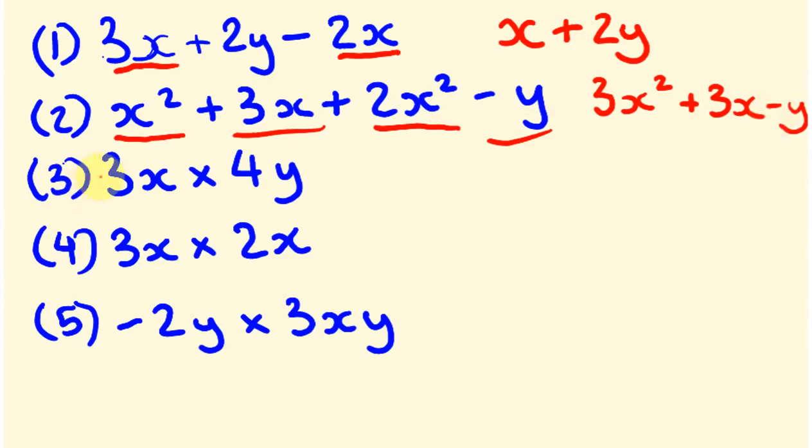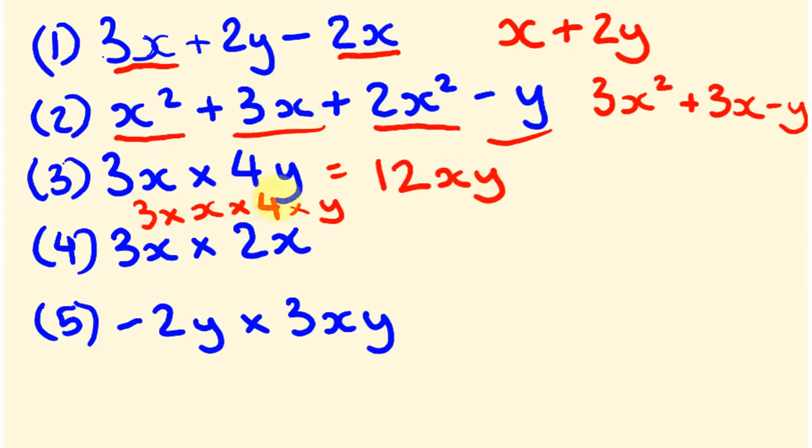What about this number 3? 3x times 4y. Okay, so this is going to be equal to 3 times x times 4 times y. Okay, so 3 times 4, we multiply these coefficients and we get 12. And then we get the x there, and then we've also times in the y there. So 3 times 4 is 12, times x times y.